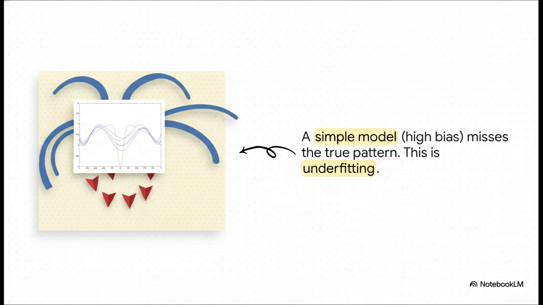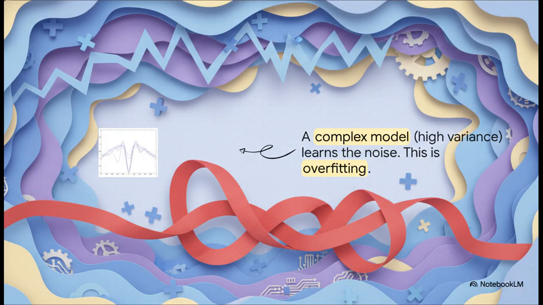Well, we get something that looks like this. This is high bias in action, folks. The model is just too simple. It can't capture that important dip right there in the middle of the data. It completely misses the real pattern. It underfits.